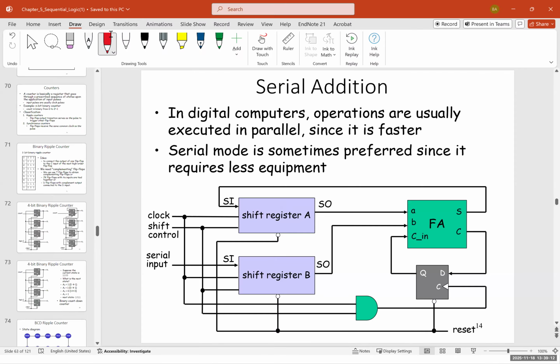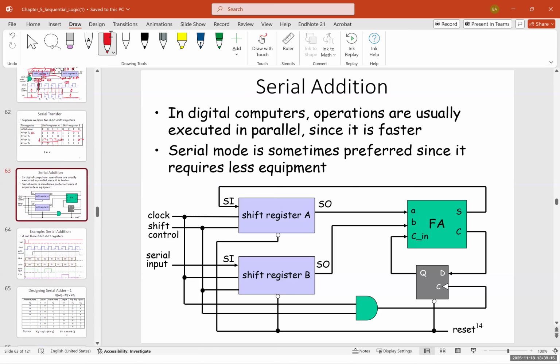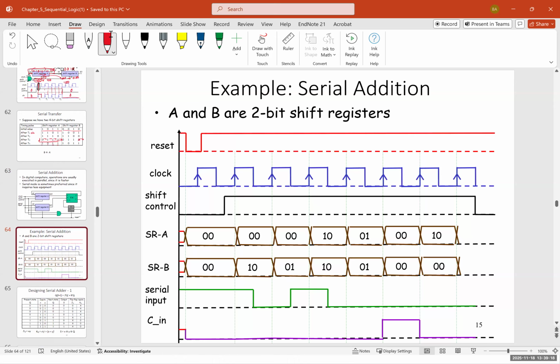Now, how does this serial addition system work? It has been explained here. We have A and B, which are 2-bit shift registers. We have the reset, the clock, the shift control, shift register A, shift register B, serial input, and C input. One thing to keep in mind: when we press reset to 0, everything becomes 0. So at this point, everything becomes 0. So we will start from 0, 0, or 1, 1.